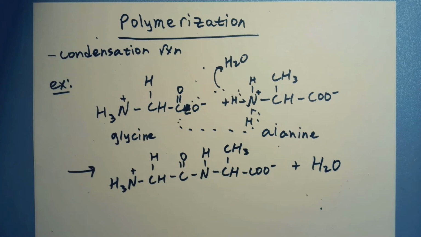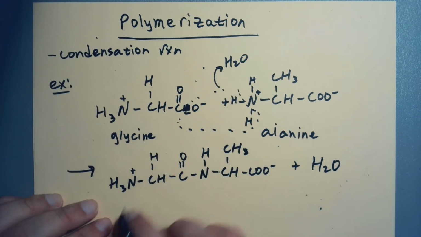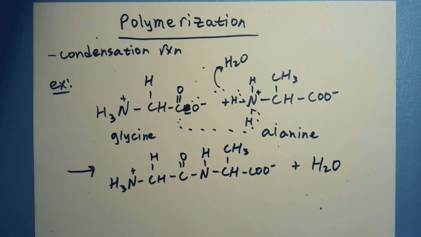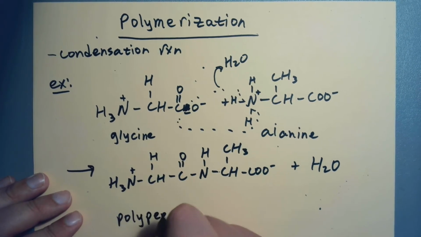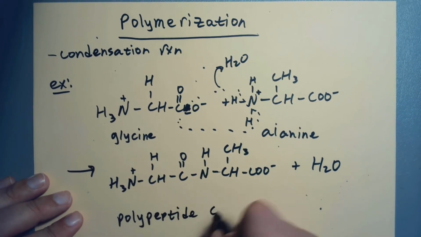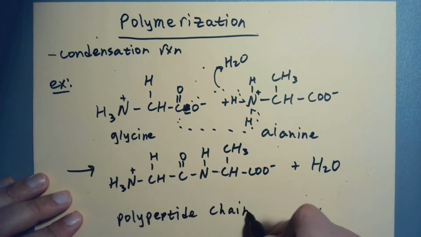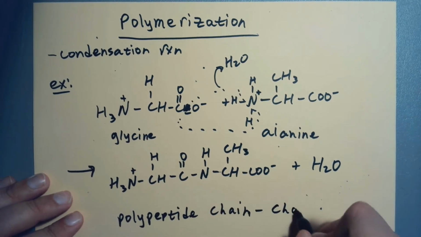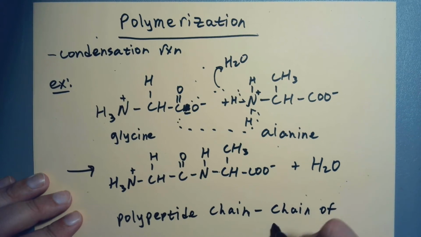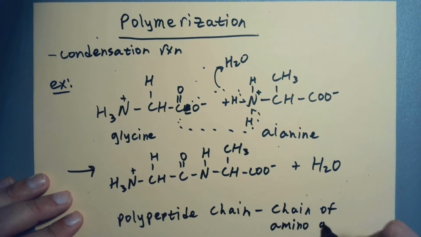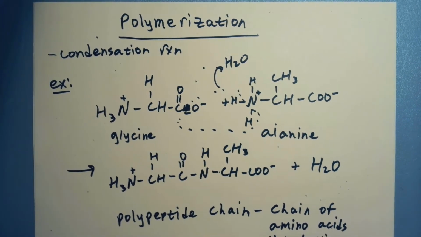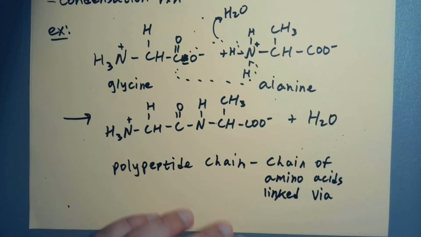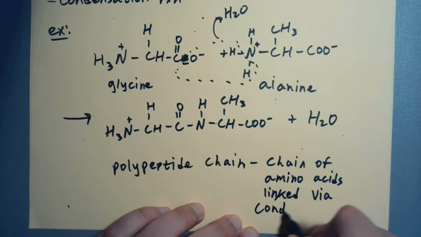So this is called a dipeptide because there's 2. Polypeptide is the generic term, or polypeptide chain. It's just a chain of amino acids linked via condensation reactions.